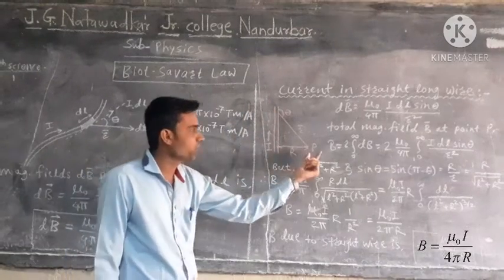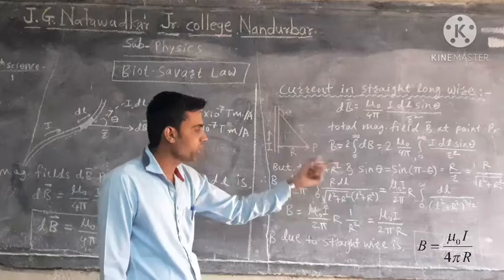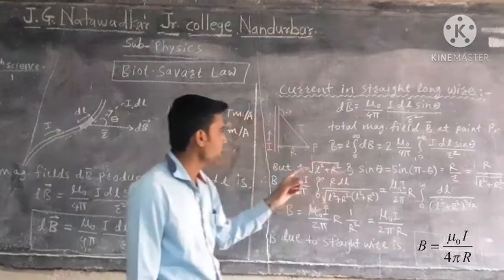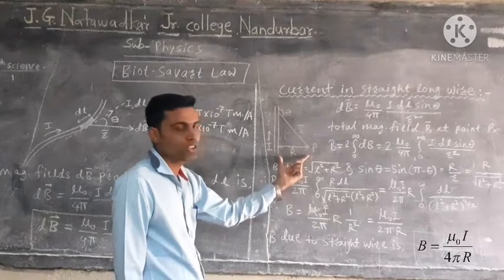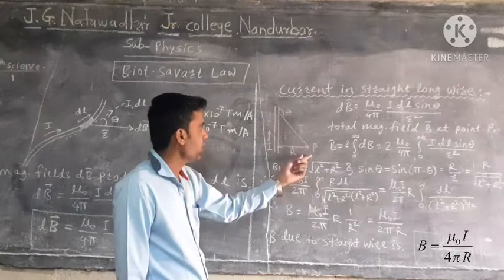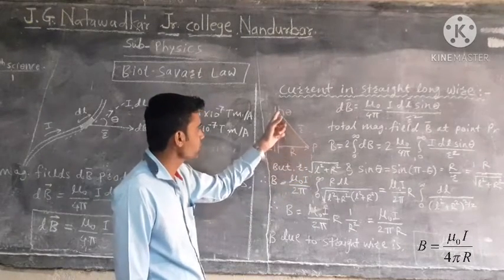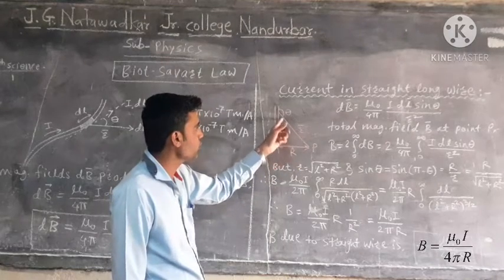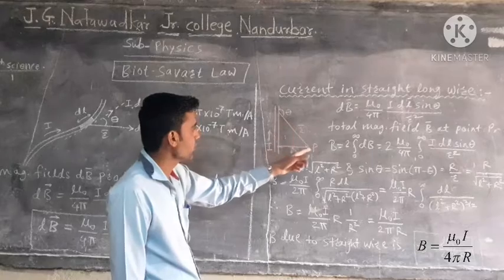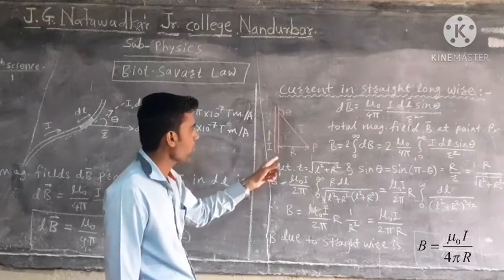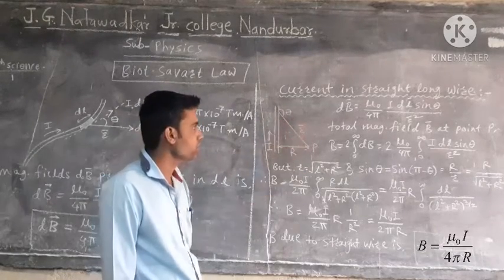Okay, and we have to consider point P where we have to calculate the magnetic field B, and the process will be like this. The point P is located at distance r from the wire, and angle theta is also taken because the radial distance r should be such that the angle theta will be made from point P to the current carrying wire I.